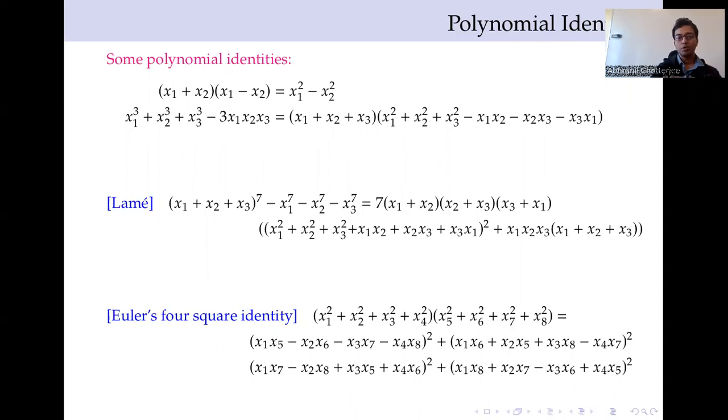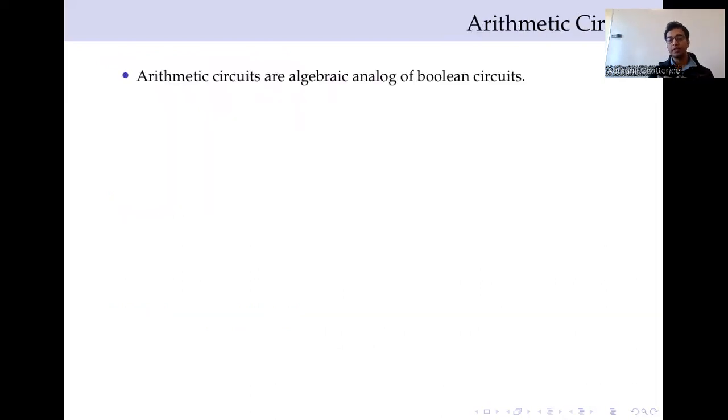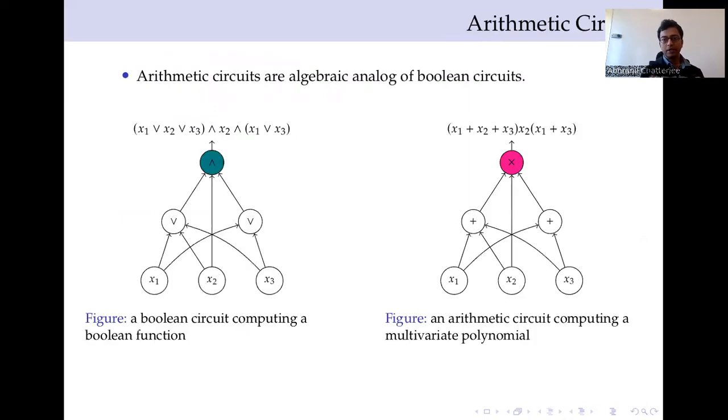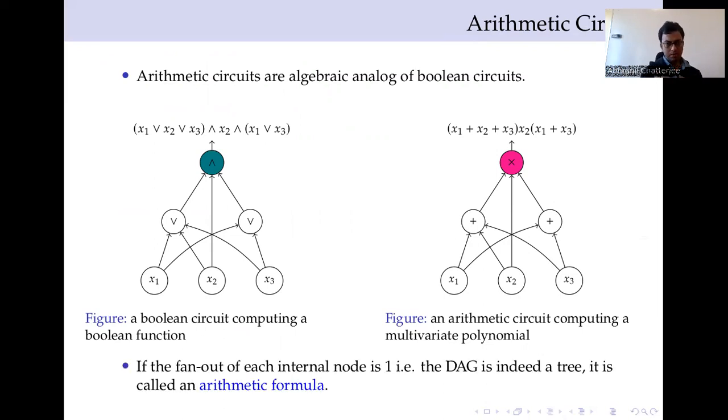So an arithmetic circuit is used as an efficient representation of multivariate polynomials. If you are familiar with Boolean circuits, you can think of it as an algebraic analog of Boolean circuits, where the input nodes are labeled by variables or scalars from the underlying field, and the internal nodes and the one designated output node are labeled by basic arithmetic operations like addition or multiplication. In the output node, you are computing the polynomial of your interest. Similar to the Boolean setting, if the fan-out of each internal node is at most 1, then we call it an arithmetic formula.